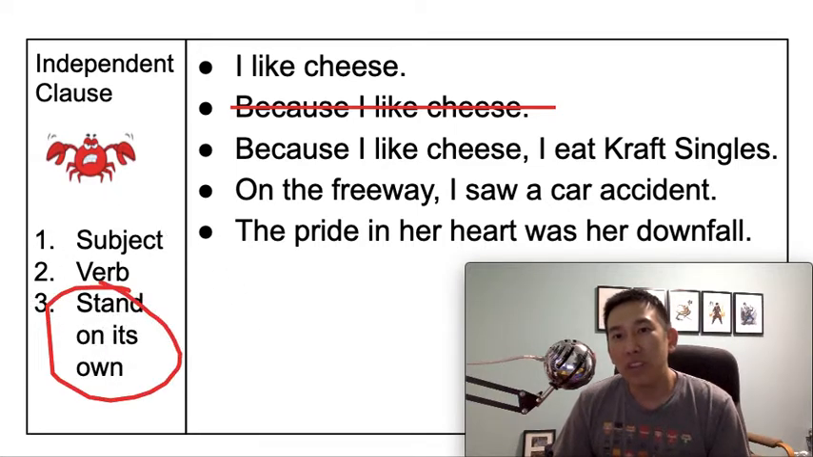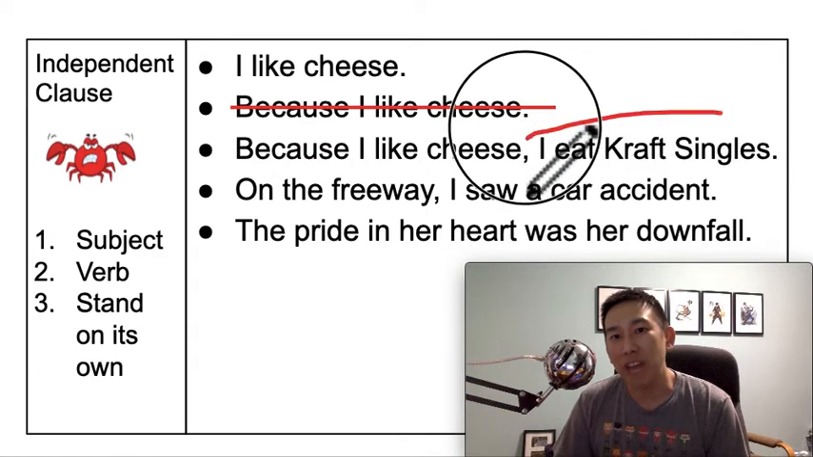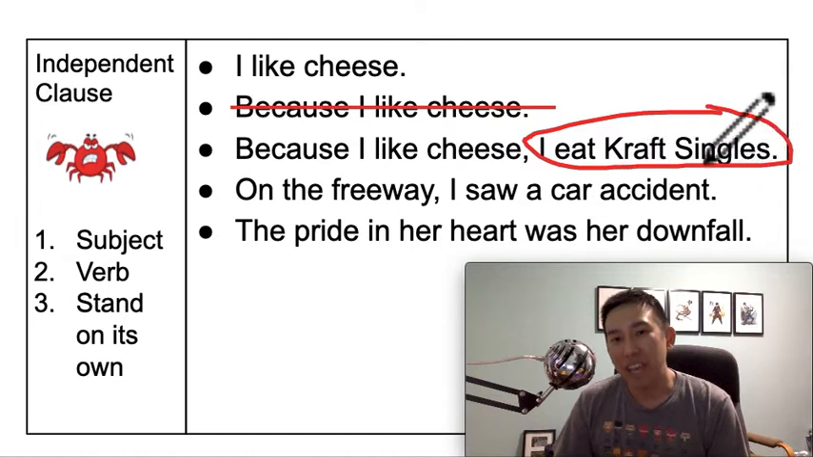So if you wanted it to fit rule number 3, you would need to add something after it like, because I like cheese, I eat Kraft Singles. I eat Kraft Singles is actually going to be your independent clause because it has a subject, I, eat is your verb, and it can stand on its own. I eat Kraft Singles. Okay.